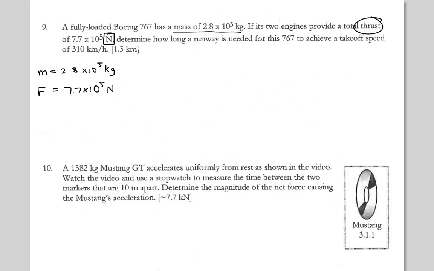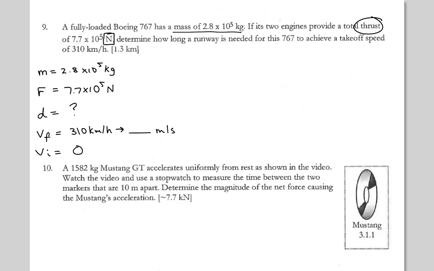And then it says determine how long a runway is needed to accomplish a takeoff speed of 310 kilometers per hour. So they want a distance, and they want a final velocity of 310 kilometers per hour, so we'll have to switch this to meters per second. And if there's a Vf, you probably have to think there's a Vi. What would the Vi be in this case? It's 0. It's taking off, right? So the object would be at rest. And then the acceleration changes its state of motion, right? Okay.